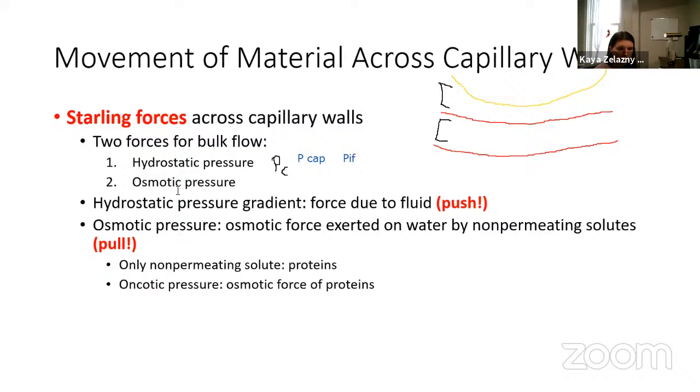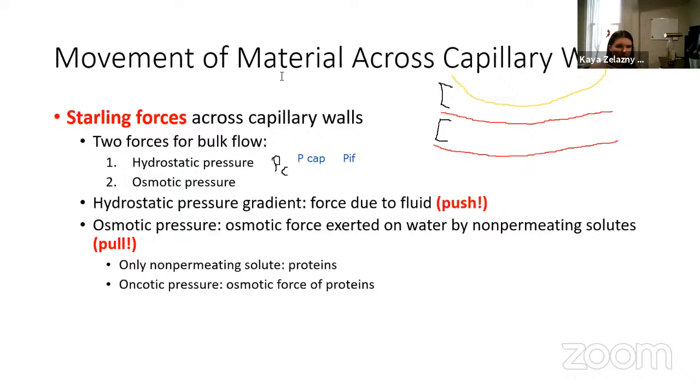For the osmotic pressure, it is going to be the result of non-permeating solutes, so things that can't get across that endothelial cell layer in any way, are going to exert a force on water. And basically, they're going to pull water towards the area where we have a lot of non-permeating solutes. So we talked about this way back when we were talking about osmosis.